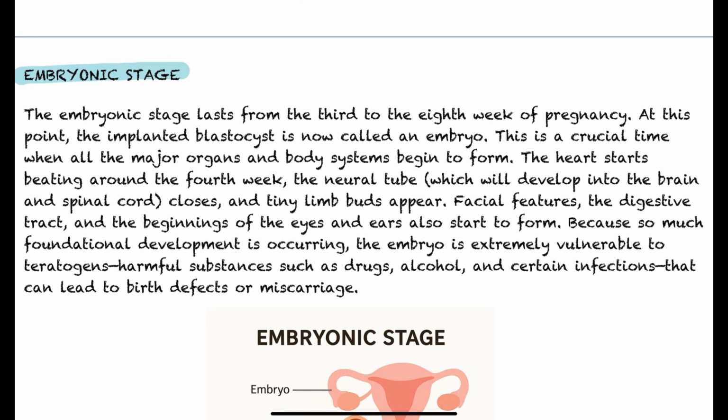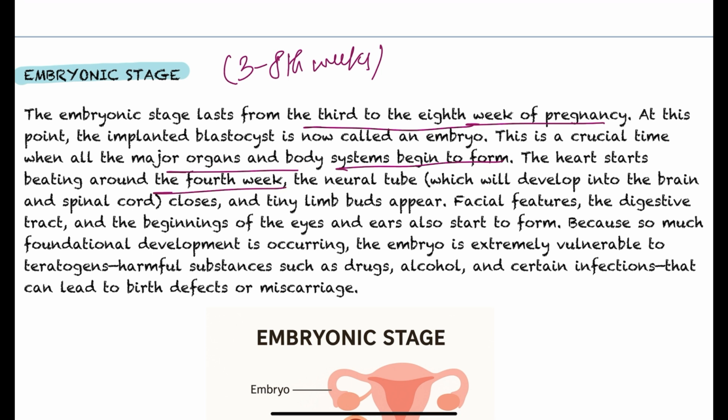The second stage is the embryonic stage. The embryonic stage lasts from the 3rd to the 8th week of pregnancy. At this point, the implanted blastocyst is now called an embryo. This is a crucial time when all the major organs and body systems begin to form. The heart starts beating around the 4th week.